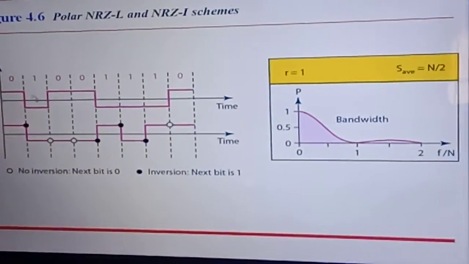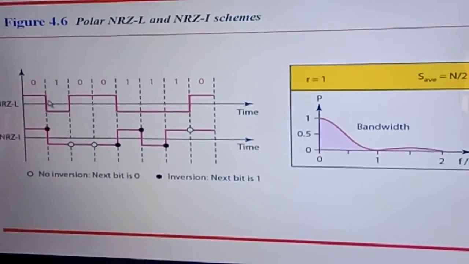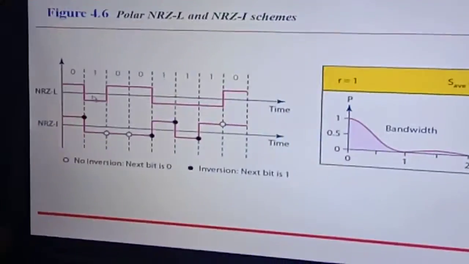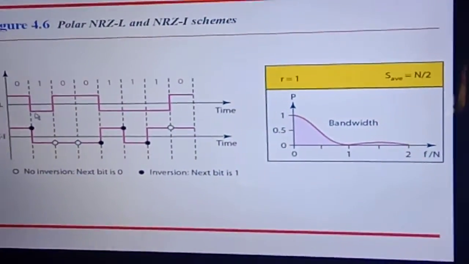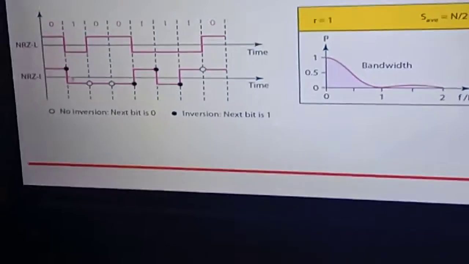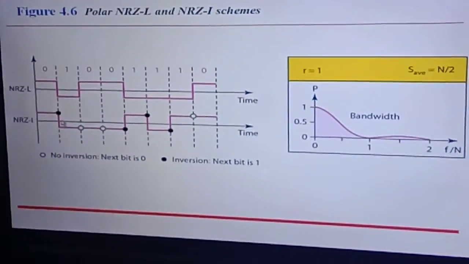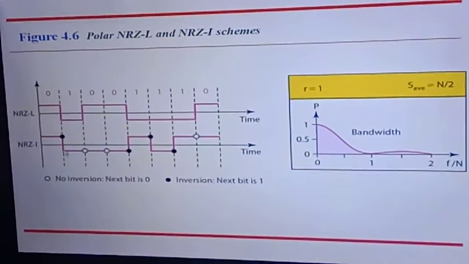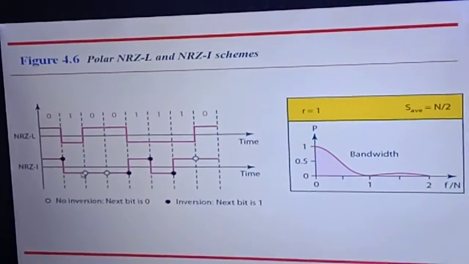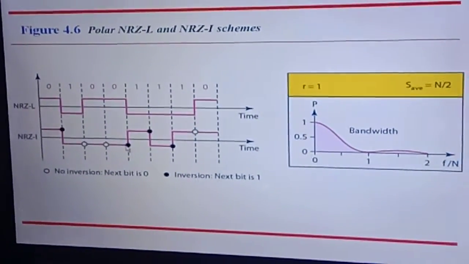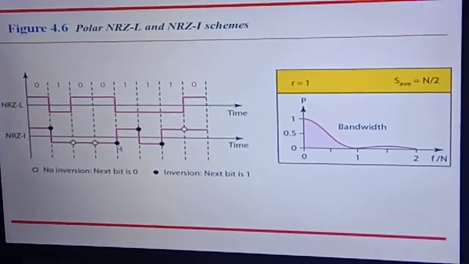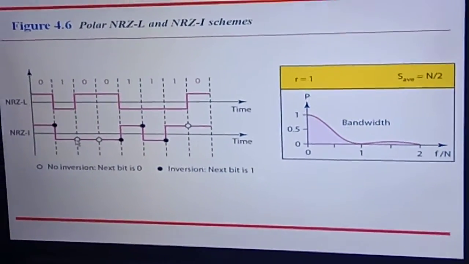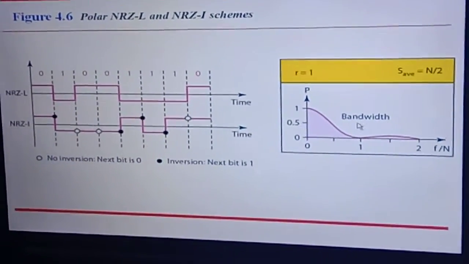In level, the signal is always represented with static values. If the bit is 1, it automatically goes to negative. If the bit is 0, it goes to positive. But in non-return-to-zero inversion, when there is a bit 1, a voltage change occurs. When there is a 0 bit, there is no voltage change. So here voltage changes are represented with solid zeros and continuous signals are represented with hollow zeros, meaning empty zeros. So this is the representation.